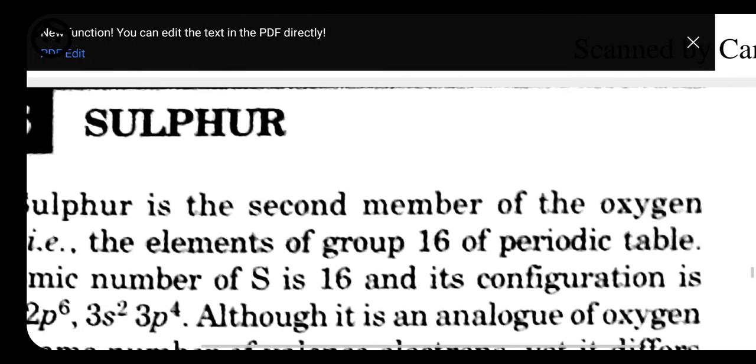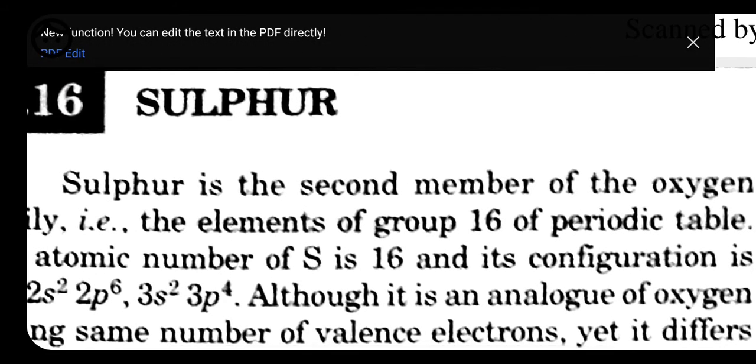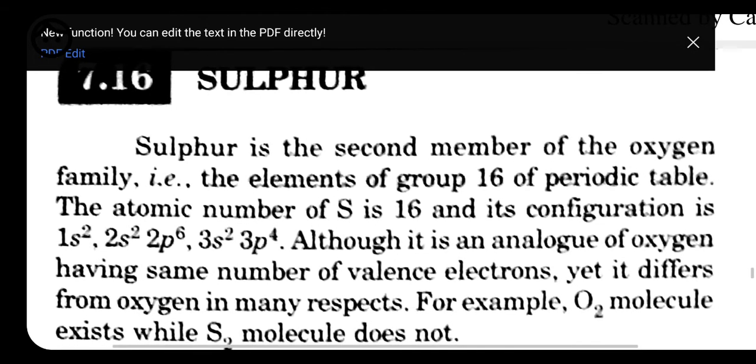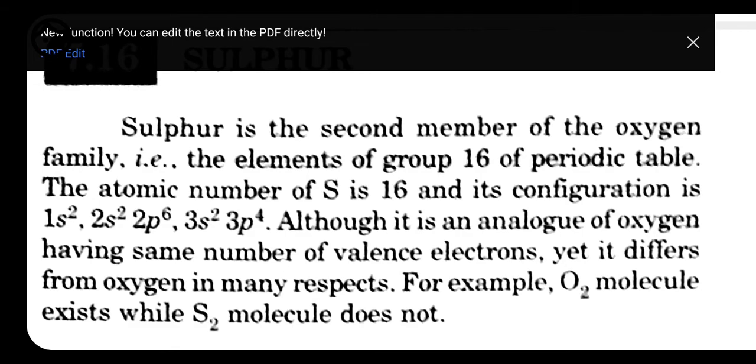Now we have the second element of this group 16, that is sulfur. Sulfur is the second member of the oxygen family with the same electronic configuration, that is 3s2 3p4. So it has some different properties from oxygen, because oxygen is more electronegative, the size of oxygen is small, and it has more ionization enthalpy as compared to the other members of the group. That's why oxygen shows some different properties as compared to sulfur.